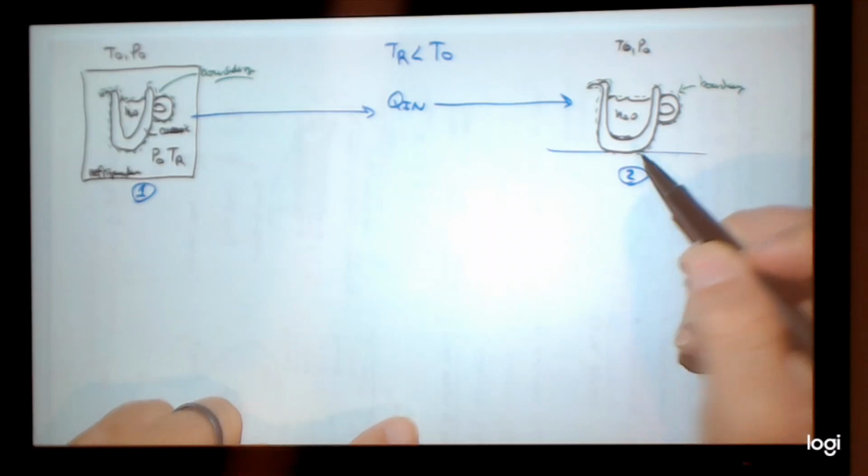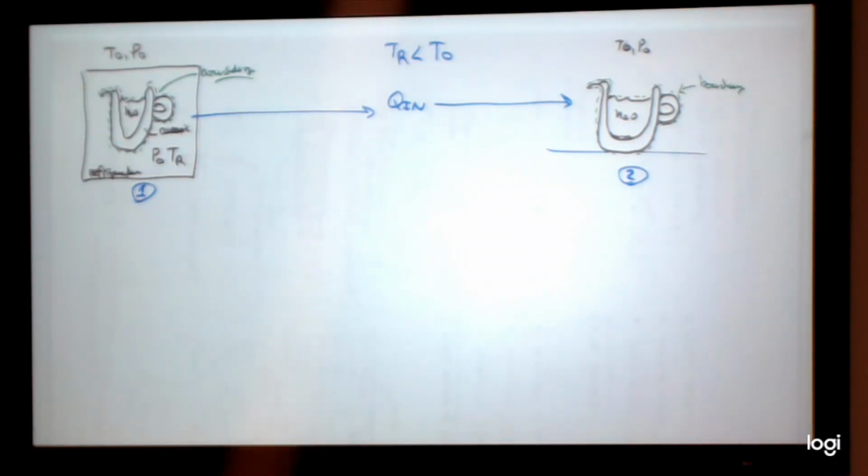You'd basically have no water in it. It would all have been evaporated, right? So you went from a system containing ceramic and water to a system where it's just a ceramic mug. All the water would have left your boundary. So there's various ways you can do this.